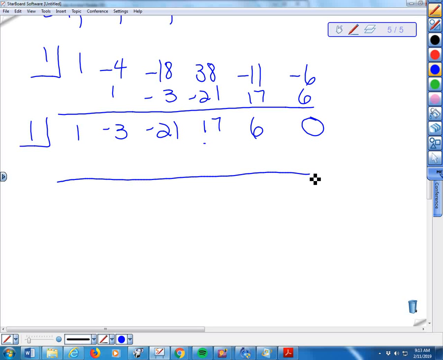Bring my 1 down. 1, negative 2, negative 23, negative 6. I found another one. So 1 is actually a root or a 0 2 times, not just once.